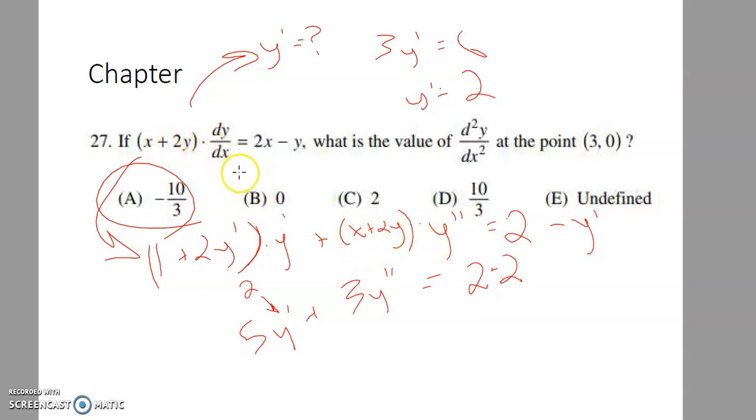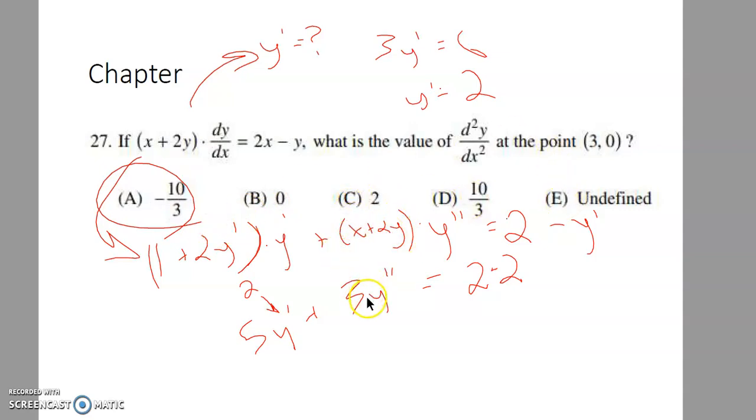I've got to speed up because I'm coming close to my time. So this guy gives me y double prime equals the derivative of this, which is 2, and then minus y prime. So from here, I get a line that looks really bad. But look, I have x equals 3 and y equals 0. So I can make this x a 3 and this y is 0.